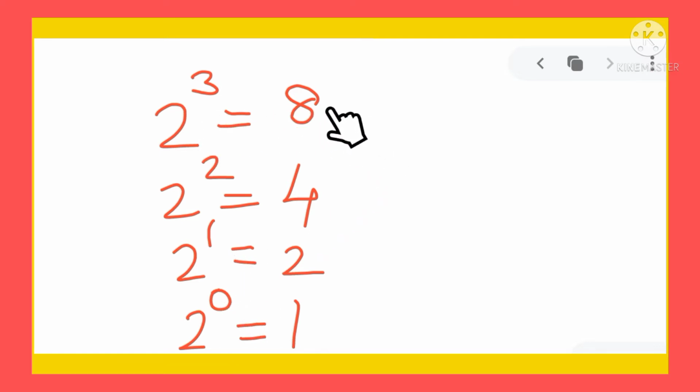Here the powers are in decreasing order, that is 3, 2, 1, 0. Then what about the answer? That is divided by 2. Since the base is 2, here 8 by 2 is 4, 4 by 2 is 2, 2 by 2 is 1. Then which will be the next power? That is 2 raised to negative 1. Since the numbers are divided by 2, we want to divide 1 by 2. So 2 raised to minus 1 is equal to 1 by 2.